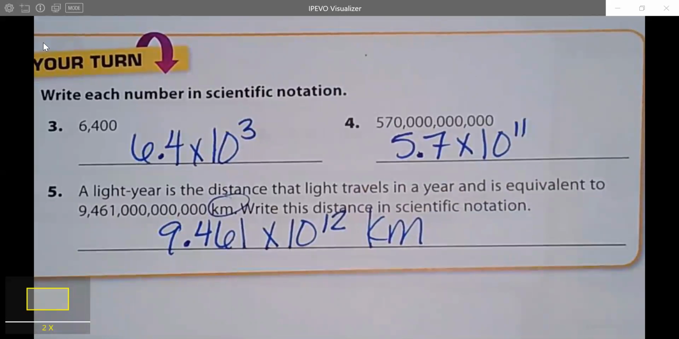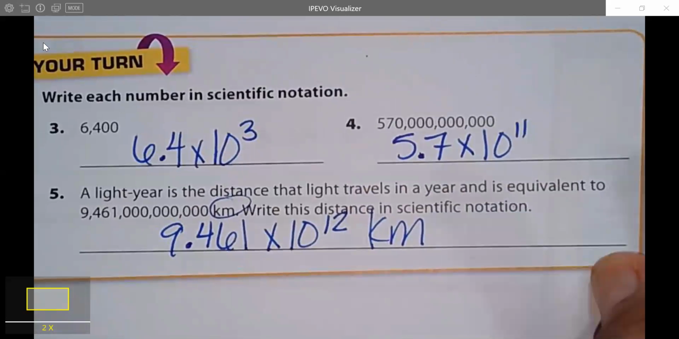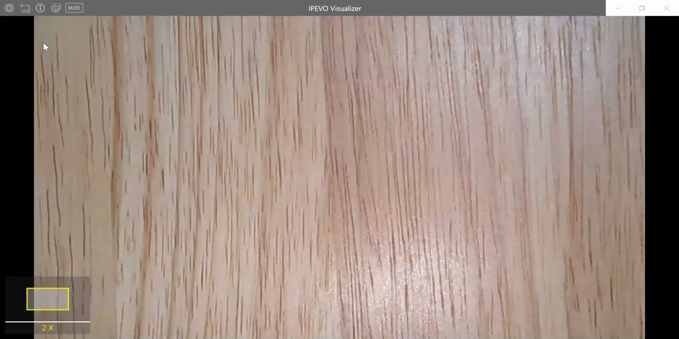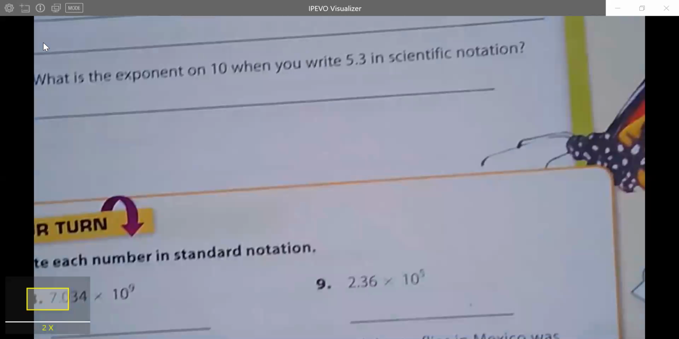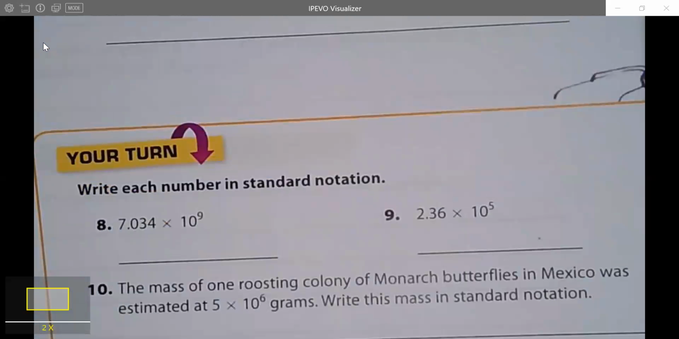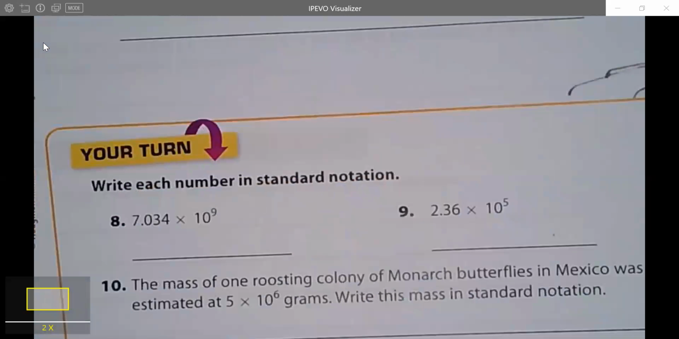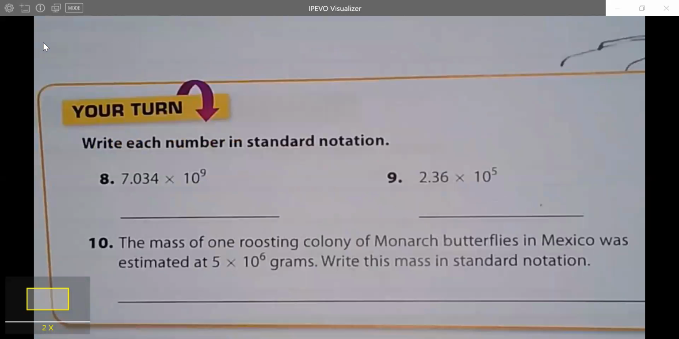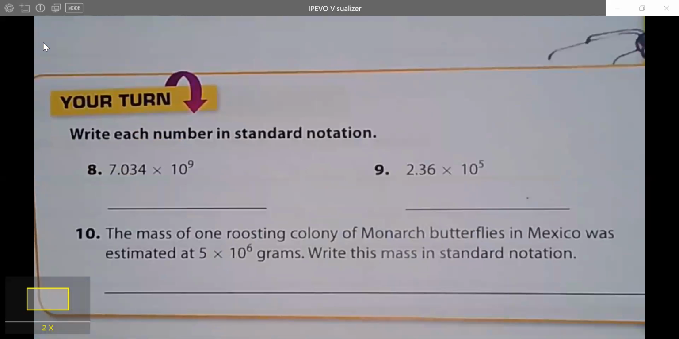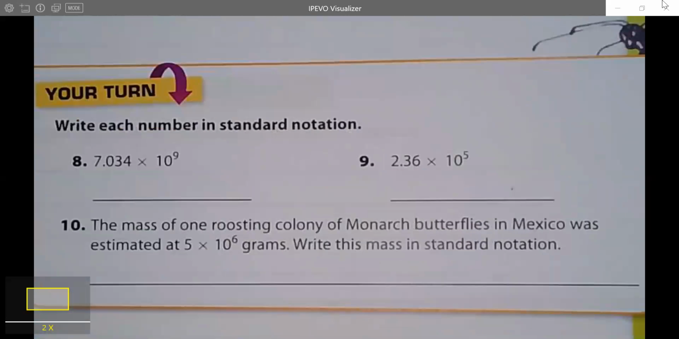Awesome. Okay. So now we're going to do another your turn on page 35. If you have the pages, number 35, you're going to do 8, 9, and 10. So for this one, you're going from scientific to standard. Don't forget commas. There we go. And I'll give you about 2-3 minutes. Go ahead, guys.